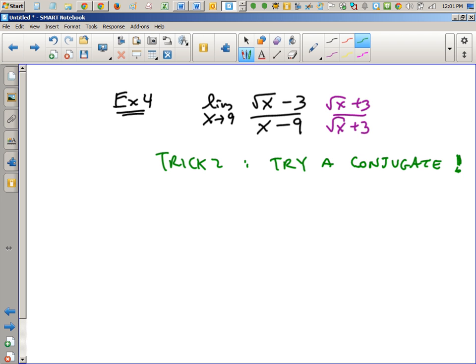So watch, this is like magic. Conjugates always do something nice for us. Almost always. The top is now x minus 9. That's very nice. The bottom is x minus 9 times rad x plus 3. I suggest you do not distribute the denominator. You already foiled the top, leave the bottom alone, okay?